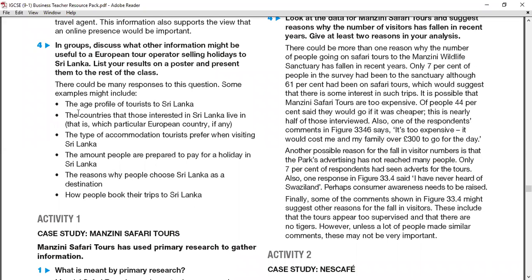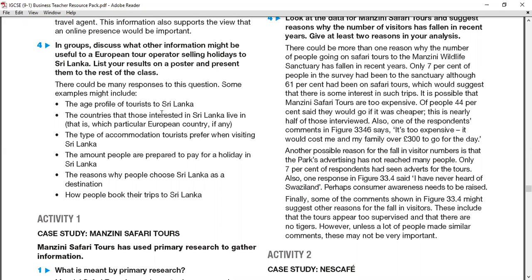Some examples: the age profile of tourists in Sri Lanka. We can find out what the age profile is, whether they are in their 20s or 30s, 40s or 50s, or 50 and above. So we can find out the age categories. Sometimes we can say adventure sports lovers are mainly young people. People who are 60 plus are normally reluctant to go to adventure sports and all that, so we can get some idea regarding that.